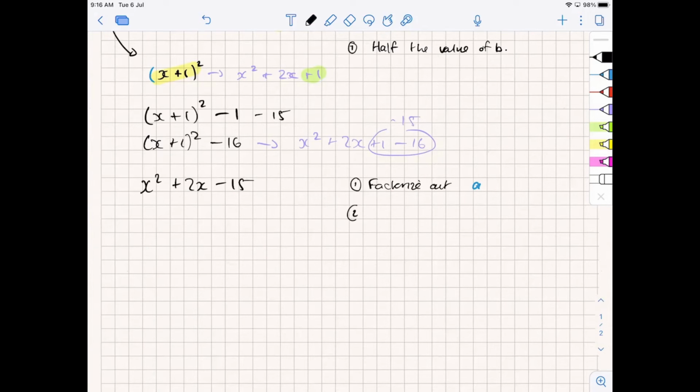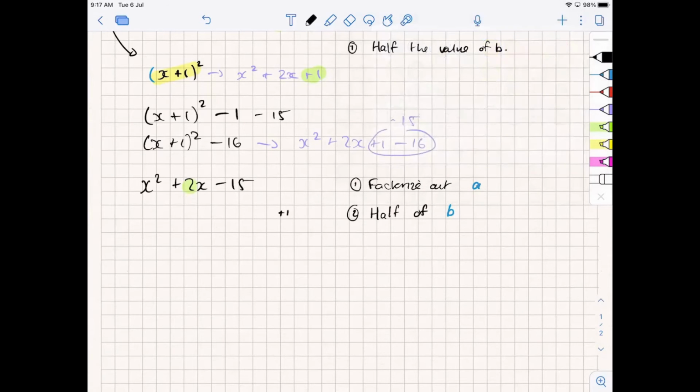Step number two is we're going to take half of b. Oops, not half of b. So think to yourself, look at the term in front of x, that's the b term, and we want to think what is half of that term, okay? And in my case, half of b is just plus 1, right?